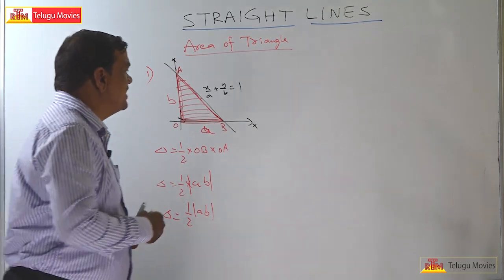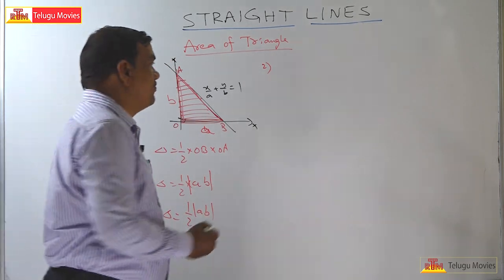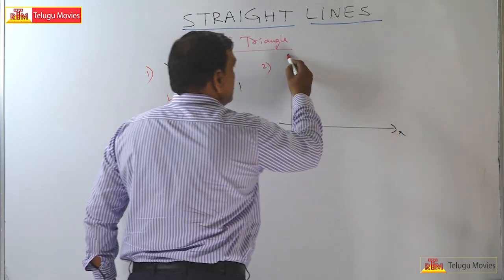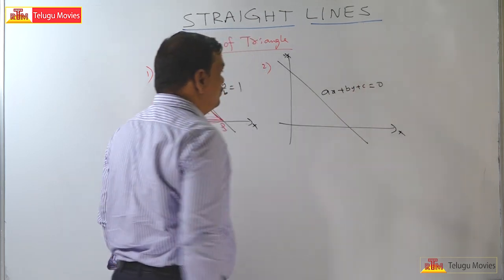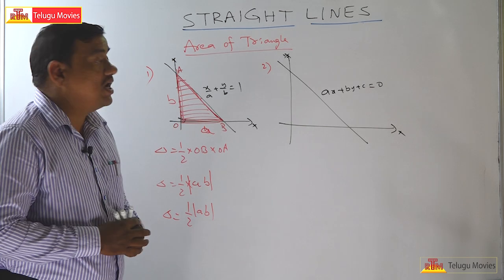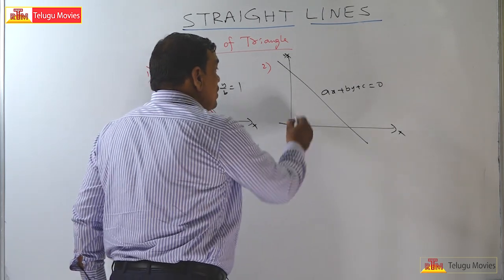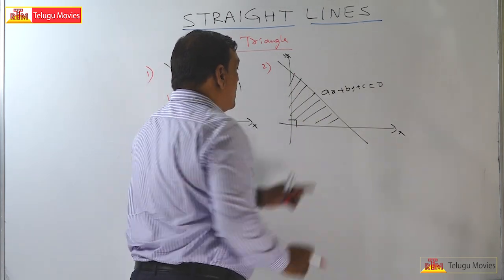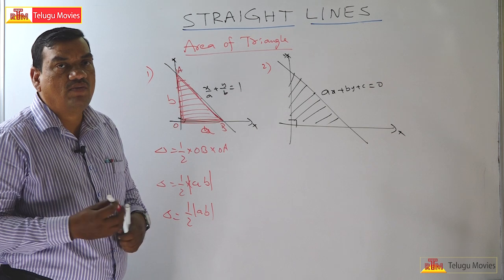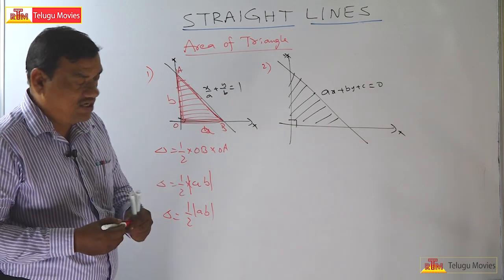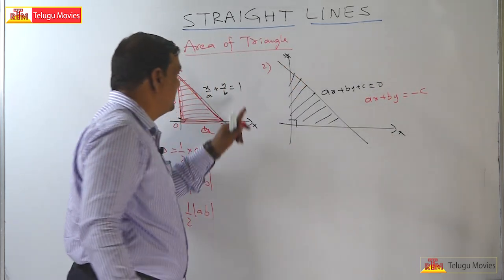The second case is if the equation of the line is given in general form. What does the general form mean here? This is the x axis and y axis, and the equation of the line is Ax plus By plus C is equal to 0. Then how to find out the area of this triangle? Better you convert this Ax plus By plus C is equal to 0 into the intercept form, and the problem will be over. So, let us convert it into intercept form. So, this is Ax plus By is equal to minus C, here 1 should come.